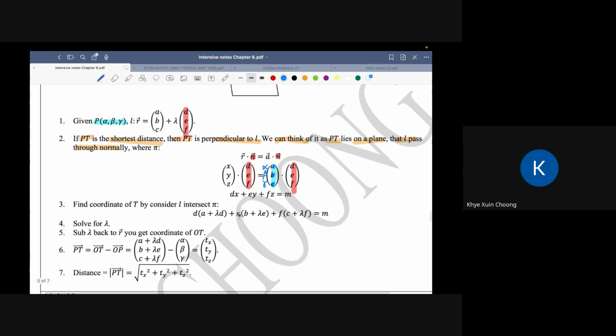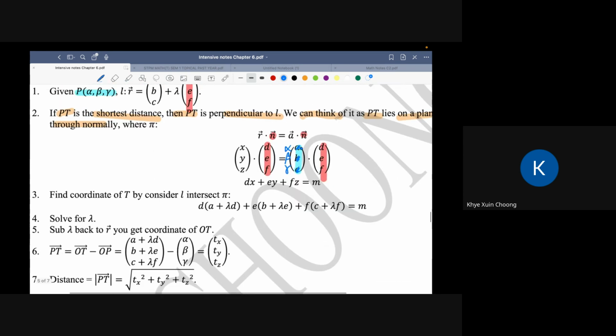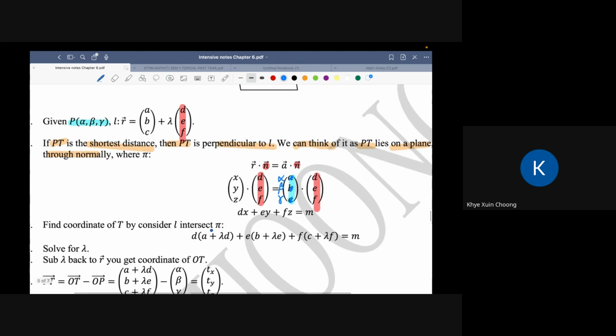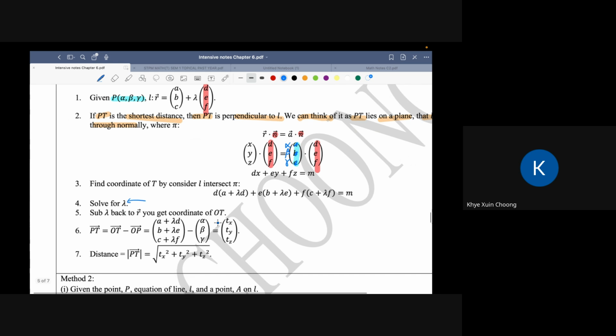After using the dot product, we found the equation of this plane. So we have the equation of this plane and the equation of this line. We can find the intersection. The intersection will be point T. How we find the intersection is we substitute the x, y, z of the line into the equation of the plane, and we can solve for lambda.